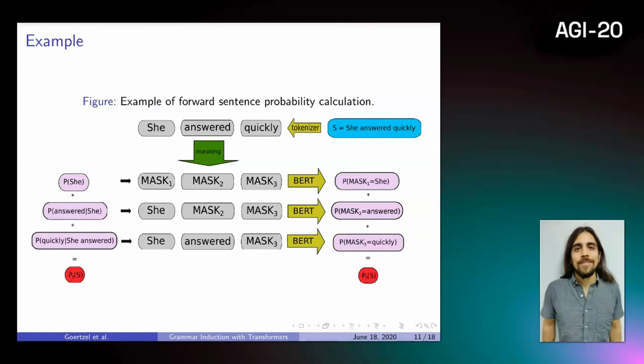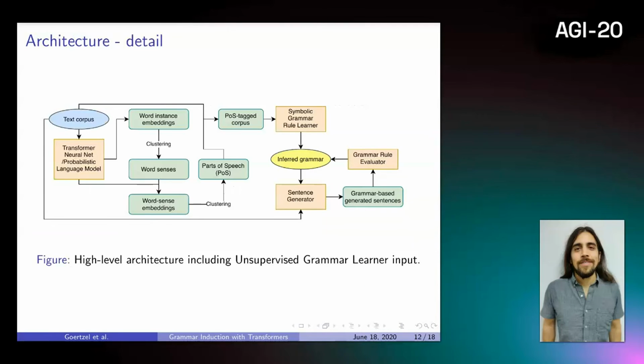Similar thing for the backwards probability, and that's how we estimate the probability of a sentence using the transformer, in this case BERT. So now we also realize that this idea of using the oracle to tell us the probability of sentences can be very useful for other parts of a pipeline.